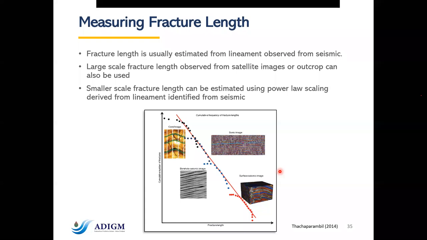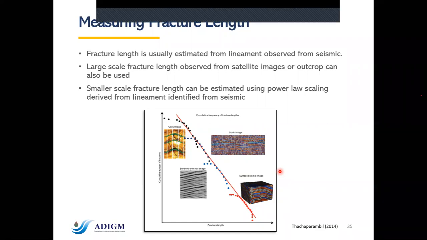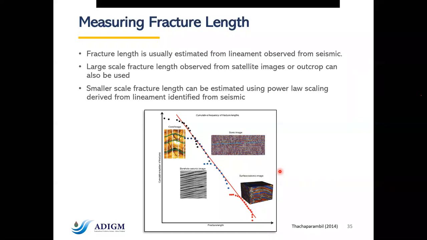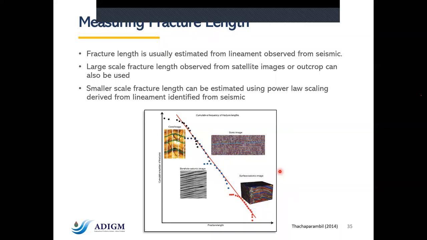Right. So now the fracture length. The easiest way is to estimate it from the seismic. We take the big features of the faults or lineaments that we observe from the seismic. We measure the lengths. Analogs from the outcrops or satellite images can also be used.